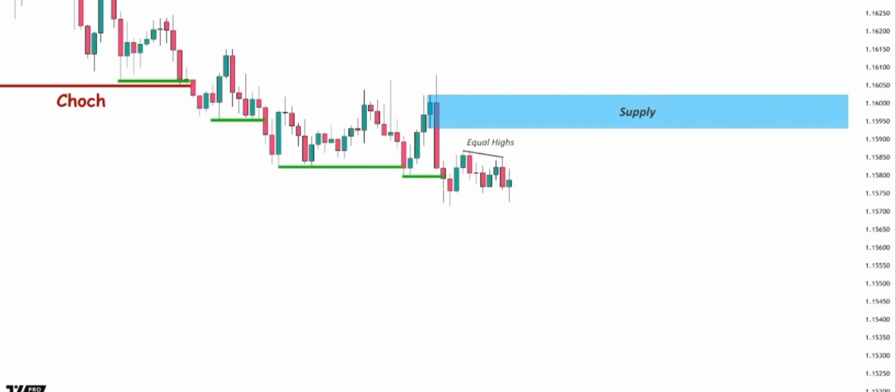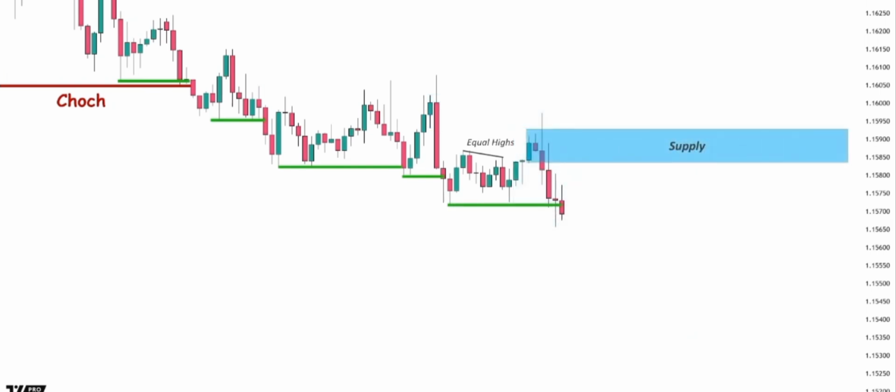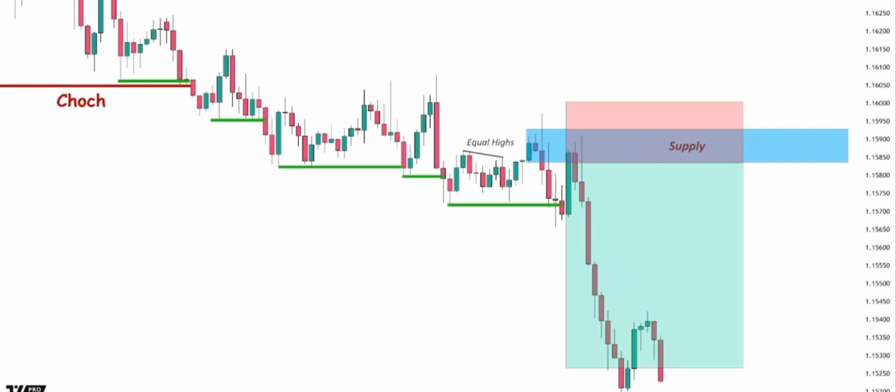This creates a great trading opportunity. If the price pulls back into this supply zone, it will give us an entry. Once again, we get a breakout and a new supply zone forms. We can enter short trades until the price reaches the next important level ahead.